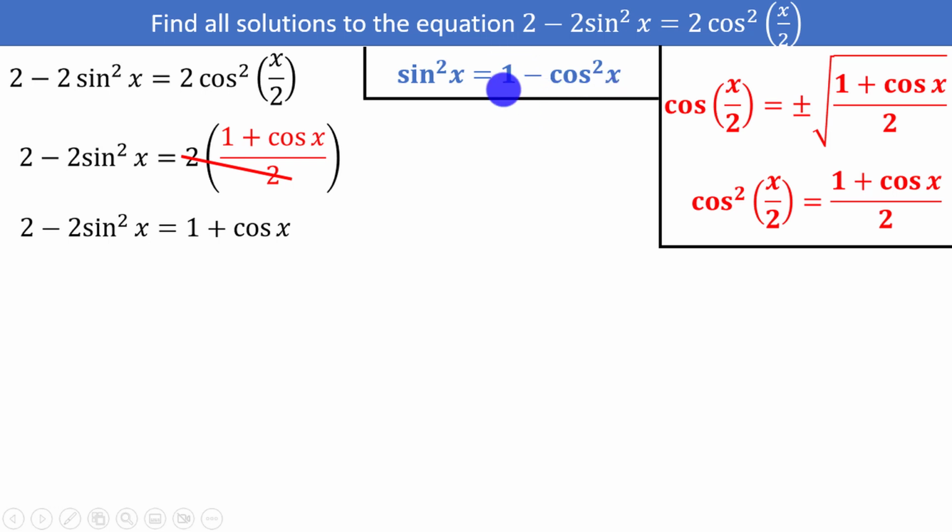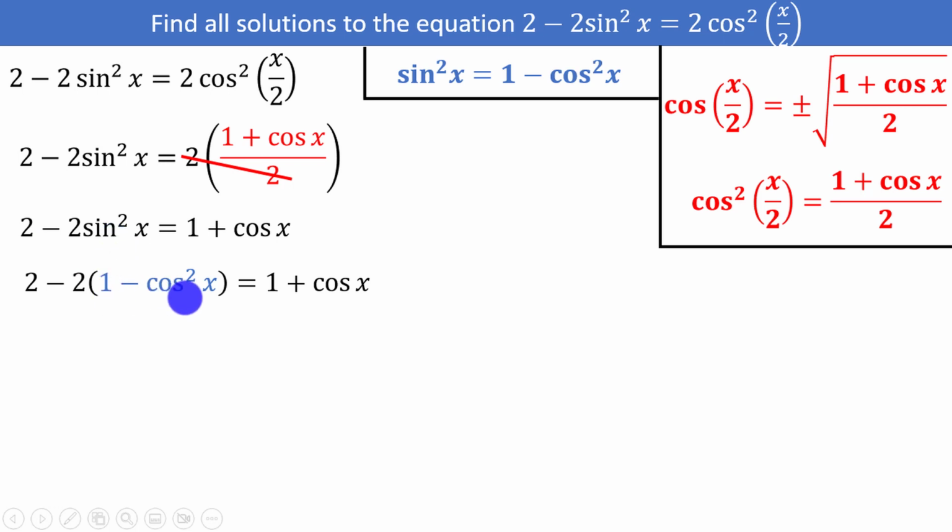So in this case, 1 minus cosine squared is the same thing as sine squared. So let's replace sine squared with 1 minus cosine squared in our problem. We have 2 minus 2 times 1 minus cosine squared is equal to 1 plus cosine of x. Make sure you use parentheses, because 2 must multiply the entire quantity of sine squared, which is 1 minus cosine squared.